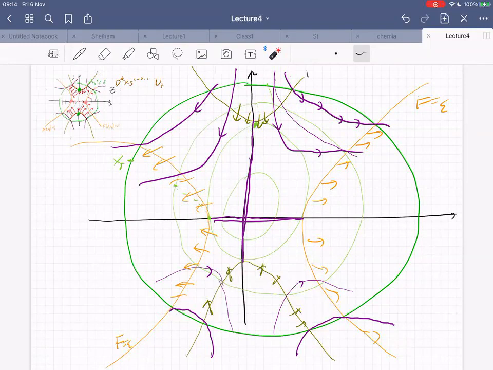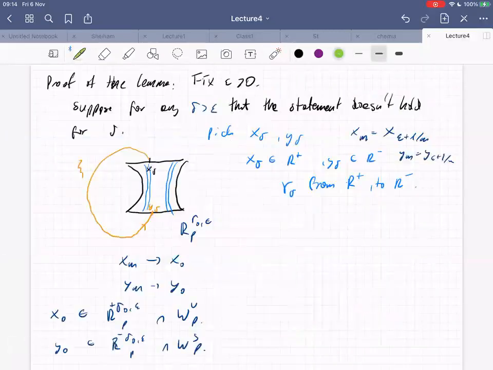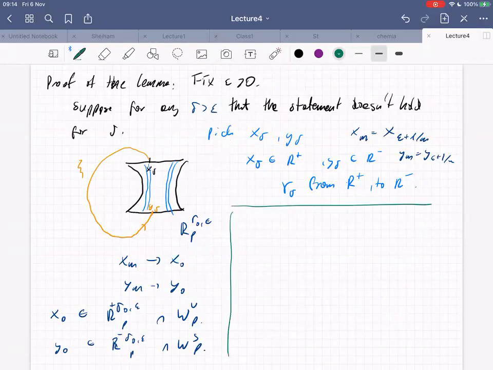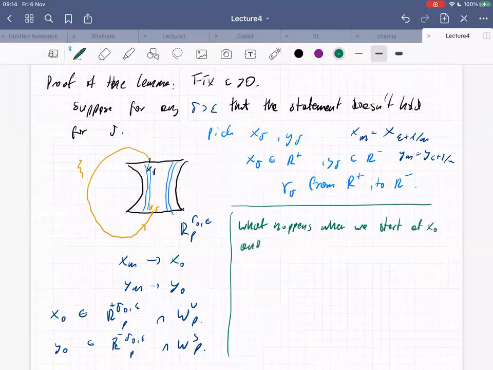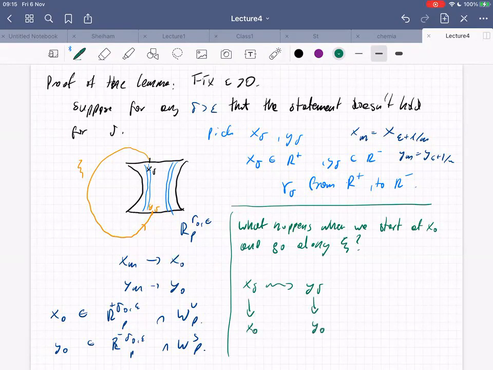Okay, so this is like one step. We have x0 and y0 coming, and now comes the subtle point, where we use the assumption. What happens when we start at x0 and go along xi? Well, we know that we start at x delta, then we eventually reach y delta. We know that x delta converges to x0. We know that y delta converges to y0.